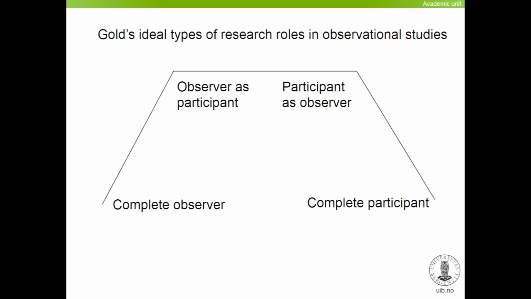In the left down corner, we have the complete observer. The researcher does not take part in the social setting at all. An example of complete observation might be watching children play from behind a two-way mirror, or it may be doing observational research of video recordings.